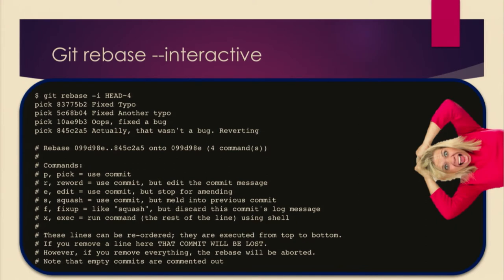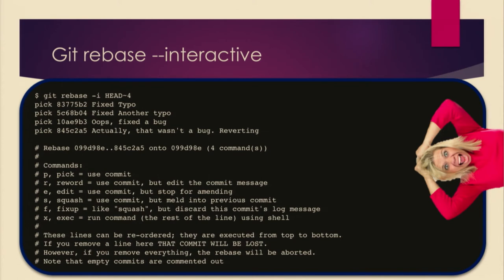So what are the commands? Well, you have these things. I'm going to focus on a few of these. I'll let you all investigate in your own time. Pick basically means I want to keep this in place. Edit lets you change the message for that particular command. Let's say you made a mistake in a commit message a couple of commits back. This will let you change that. And if you want to remove something, you notice that there is no delete command. You would simply remove the line.